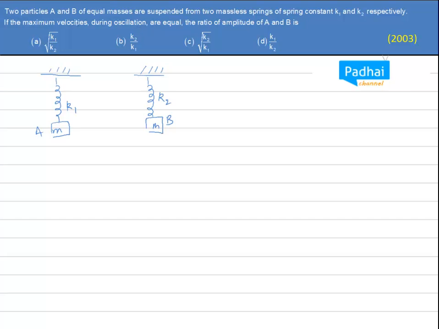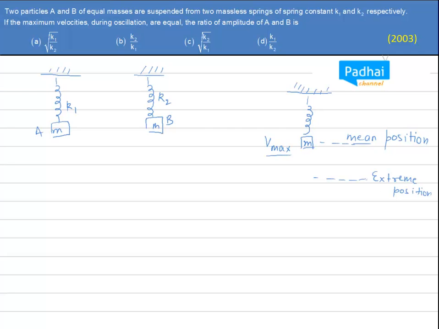If the maximum velocities during oscillation are equal, what is the ratio of the amplitudes of A and B? Now it is saying that the maximum velocity is equal. Let us see what happens for a general spring mass system. If this is the mean position, what happens at the mean position? At the mean position, this block has Vmax. And let us suppose this is the extreme position.